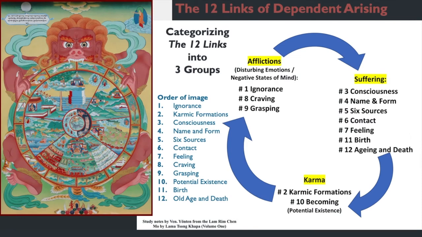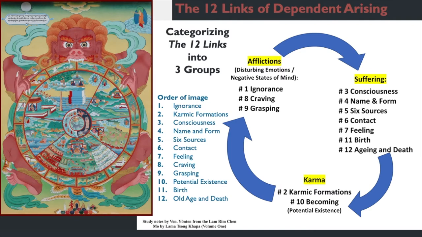The other categorization was the 12 links into these three groups. So ignorance, craving, and grasping can be classed as afflictions, which are sometimes translated as disturbing emotions or negative states of mind. You can group consciousness, name and form, six sources, contact, feeling, birth, aging and death. You can call all of these suffering. And karma refers to the second link, karmic formations, and the tenth link, becoming, potential existence.